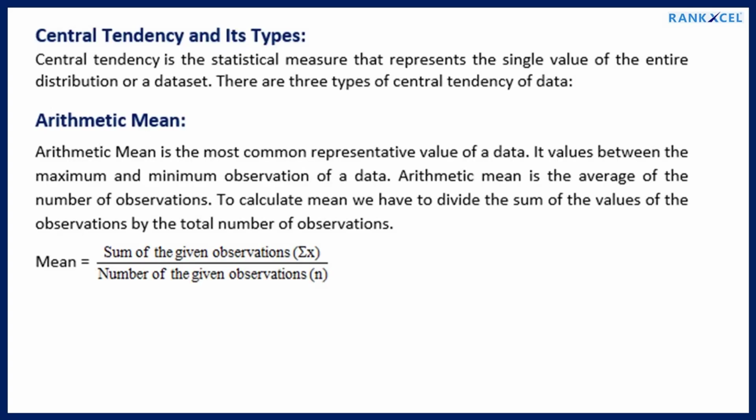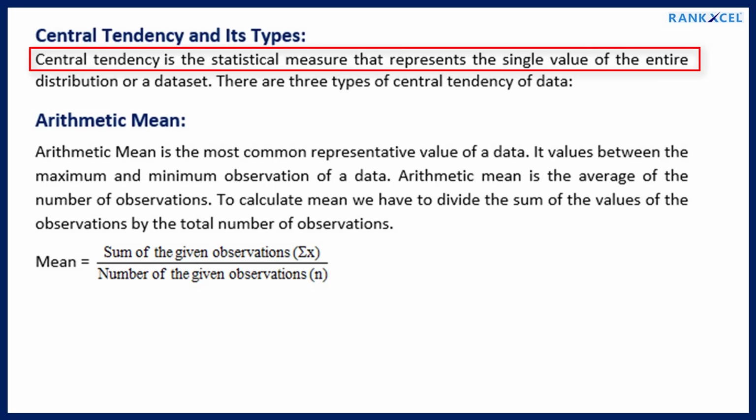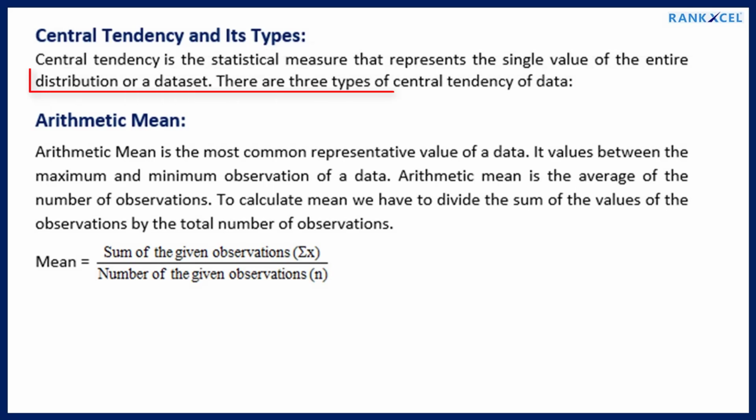Central tendency and its types. Central tendency is the statistical measure that represents the single value of the entire distribution or a dataset. There are three types of central tendency of data.